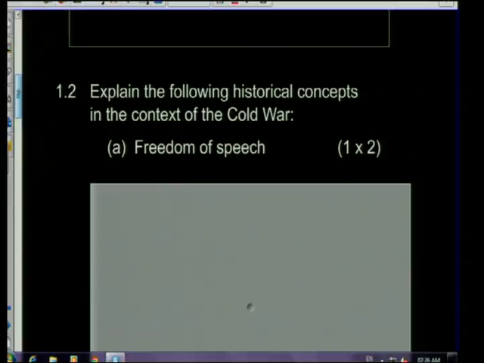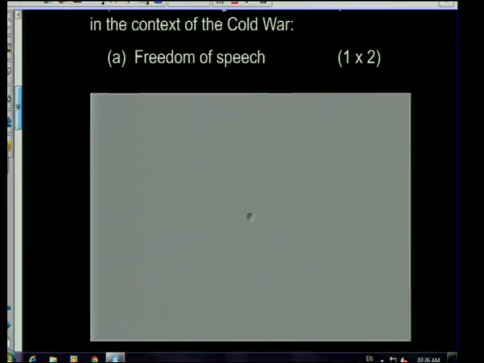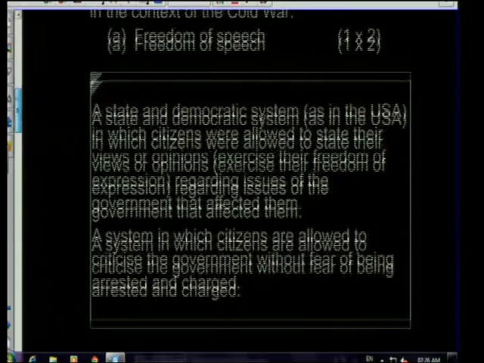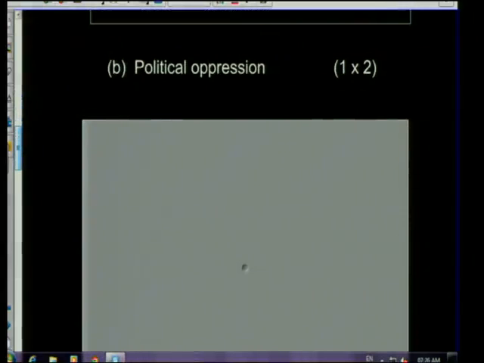And then the next question is, explain the following historical concepts in the context of the Cold War. Remember, I told you earlier on when we were looking at the checklist for this exam that it is important to know the historical concepts associated with the particular theme. Freedom of speech, you need to be able to explain that in your own words. So if you look at the possible response here, it's a state and democratic system, as in the United States, in which citizens were allowed to state their views or opinions. I'm not going to read the entire answer, but you should be able to say those things or explain them in your own words. And then another thing that you need to explain in your own words is political oppression.